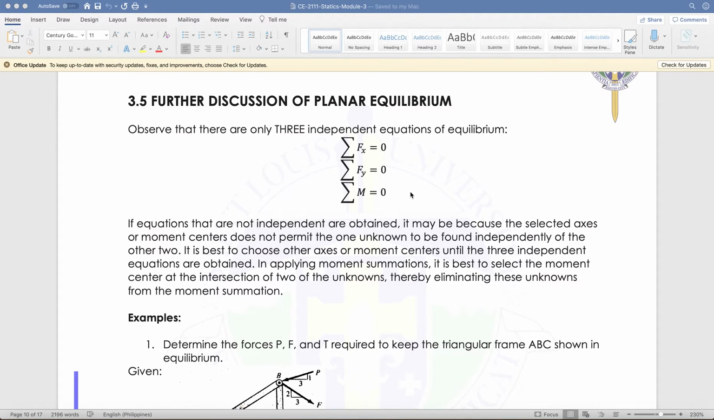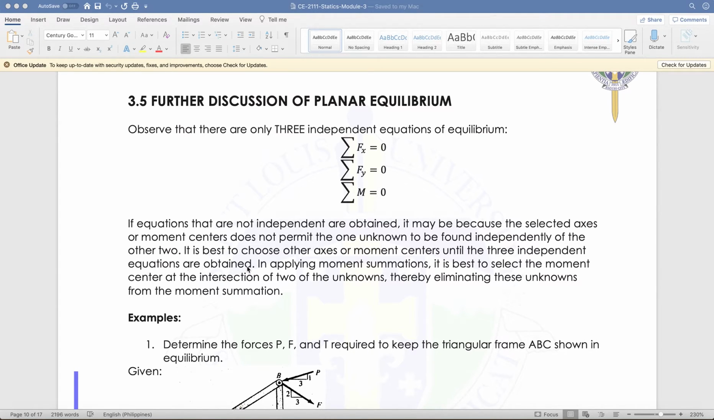We're still on module number 3, equilibrium. Observe that there are only three independent equations of equilibrium. We have the summation of forces along the x-axis, which is 0, summation of forces along the y-axis is equivalent to 0, and summation of moment is equivalent to 0. If equations that are not independent are obtained, it may be because the selected axis or moment centers do not permit the one unknown to be found independently of the other two. It is best to choose other axes or moment centers until the three independent equations are obtained.